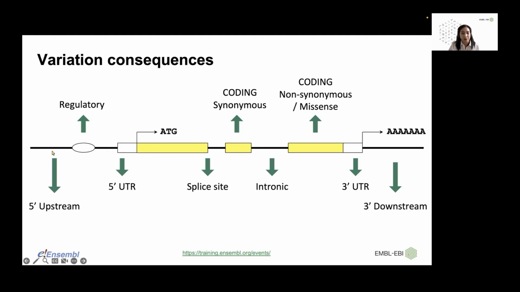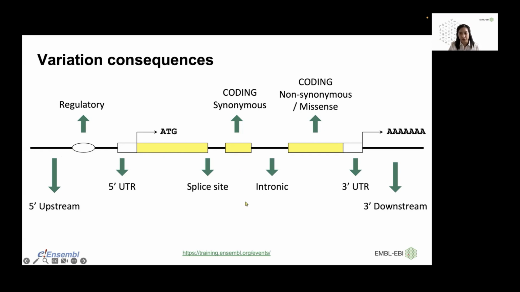We have these lines that represent intronic regions. We have these blocks that represent exons. And any empty boxes are, how do you call them? Non-coding exons, sorry. And these yellow boxes are coding exons.